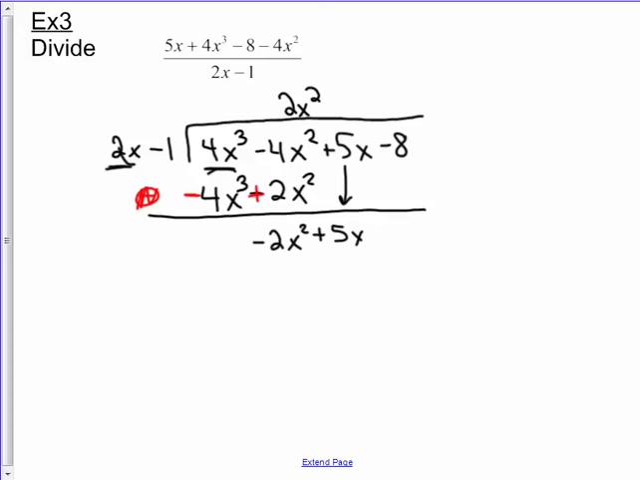But I do the same thing over. What times 2x is negative 2x squared? So I need a negative 2. That means it's going to have to be a negative 1. And I need one more x to get x squared. So I multiply down now. Negative 1x times negative 1 is a positive 1x squared. I subtract.